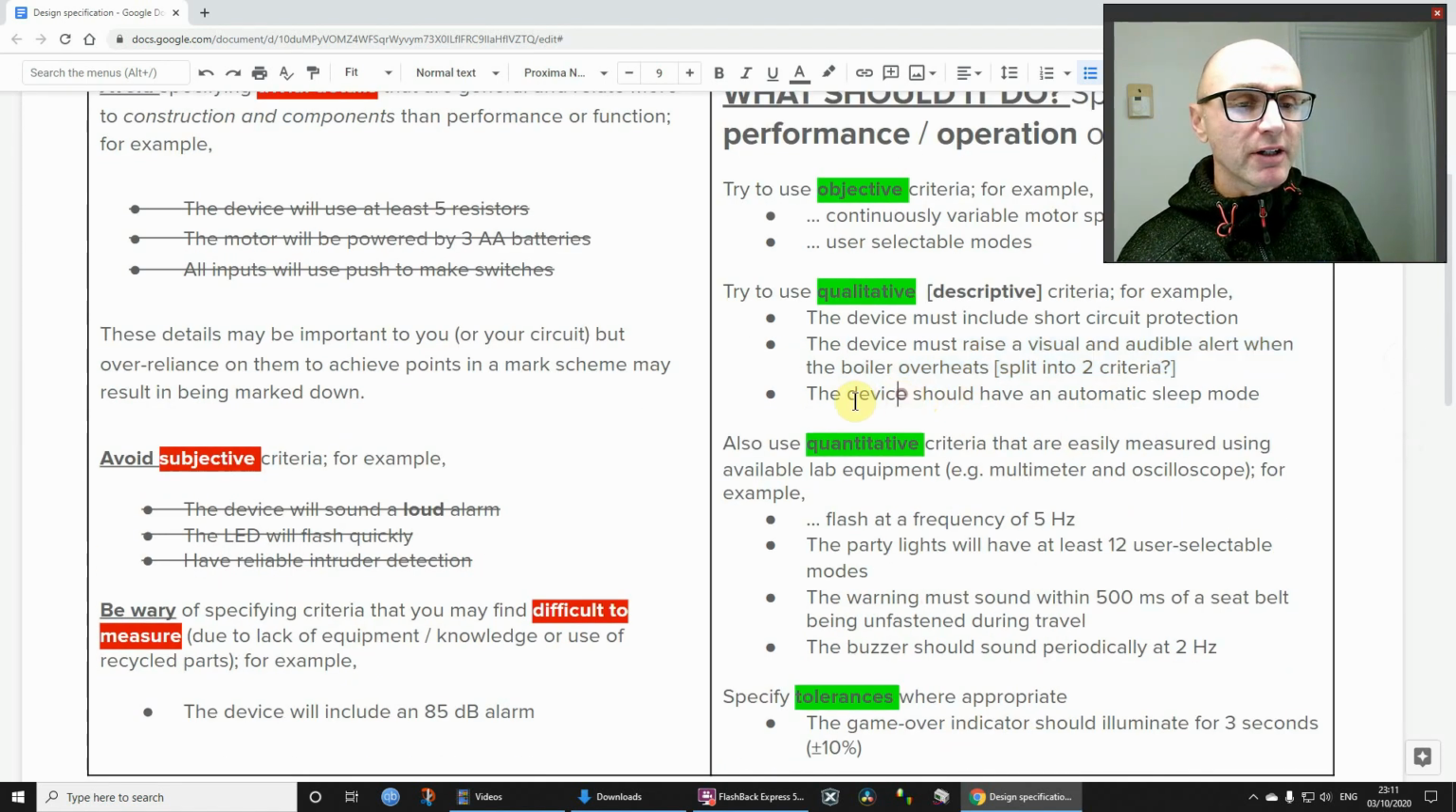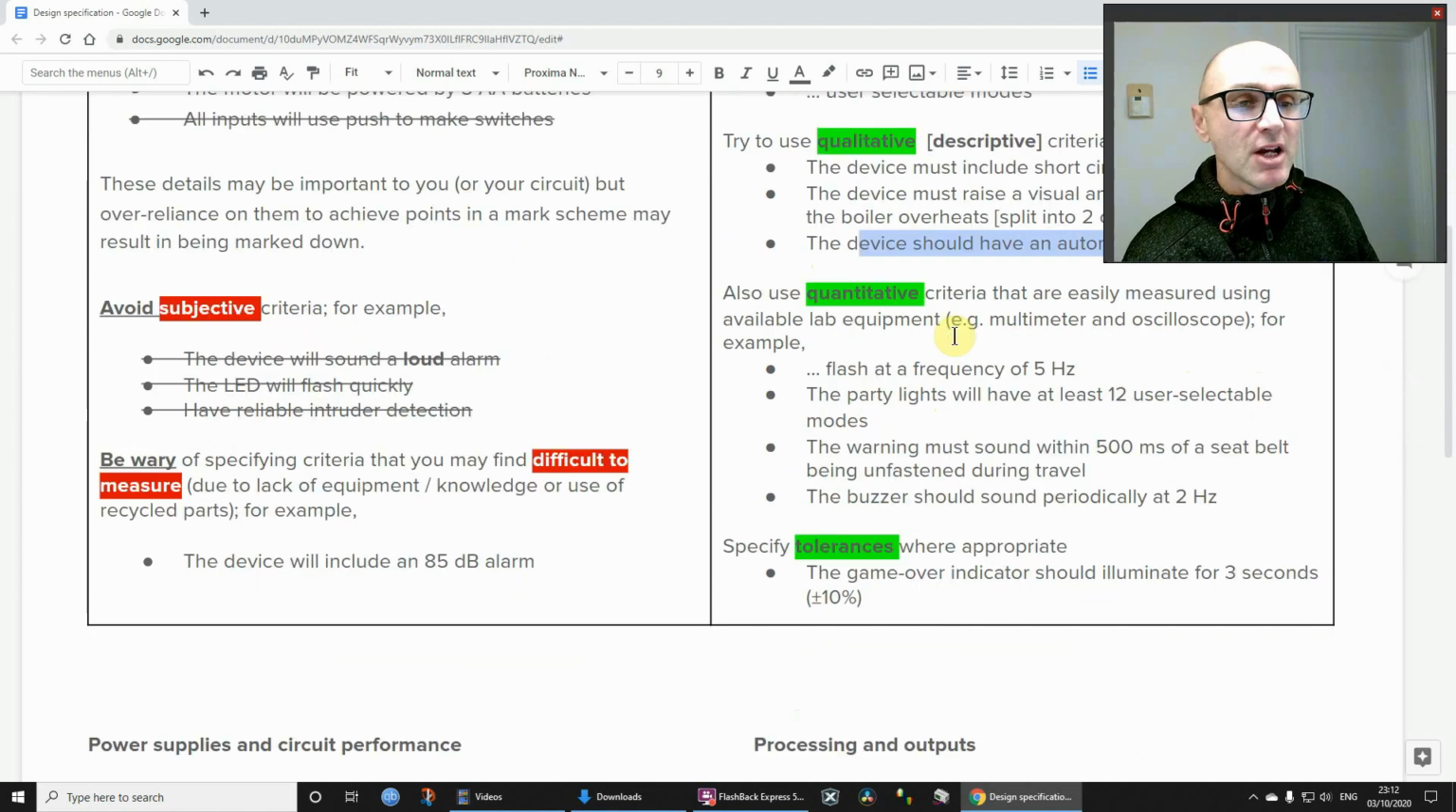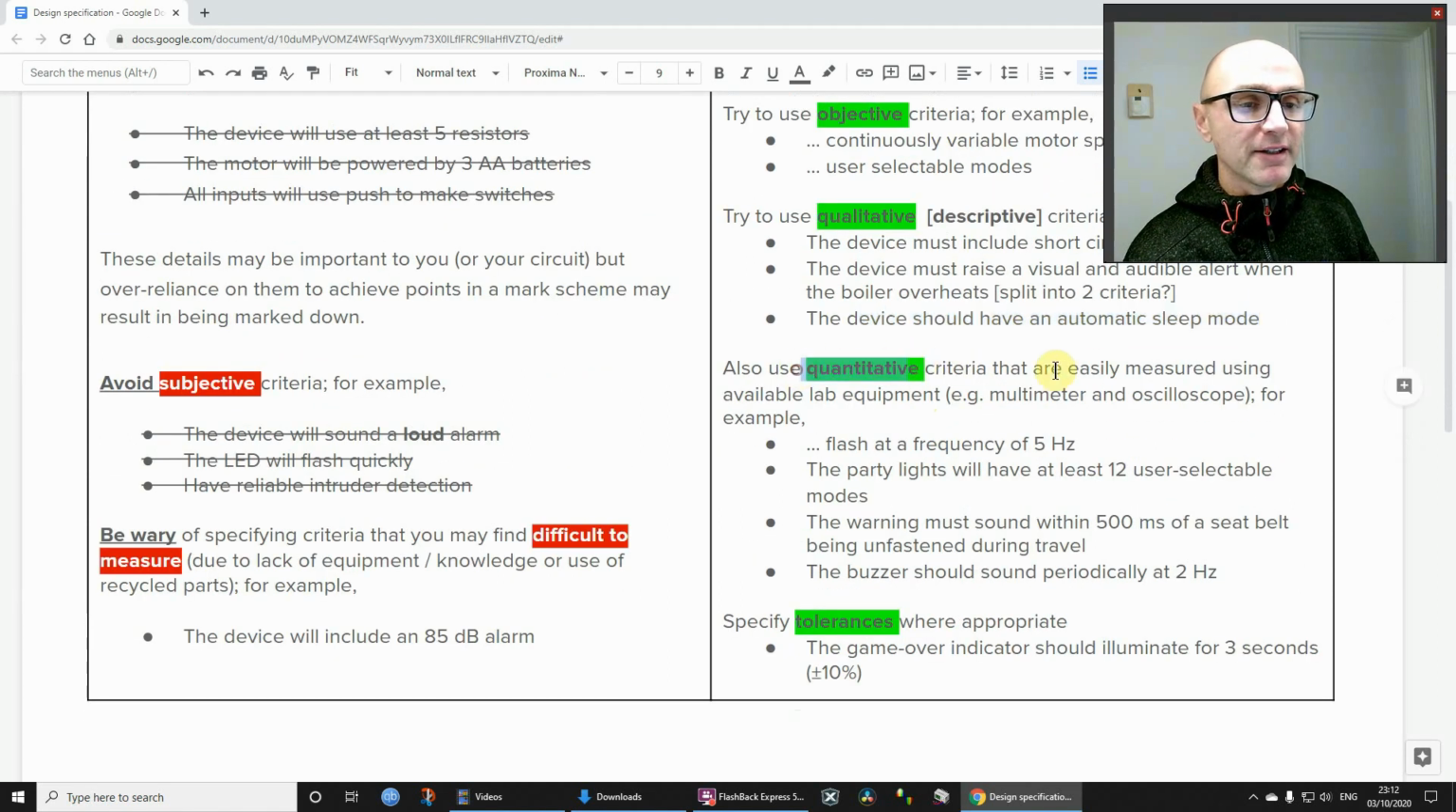If you said something like your product should have an automatic sleep mode, once again, you're describing something that your circuit must do, so it either does it or doesn't do it, so it's qualitative, okay? Quantitative, on the other hand, is something that's going to be easily measured, not just there or not there, but actually measured, perhaps using a multimeter or an oscilloscope. So it might be a voltage, or current, or frequency.